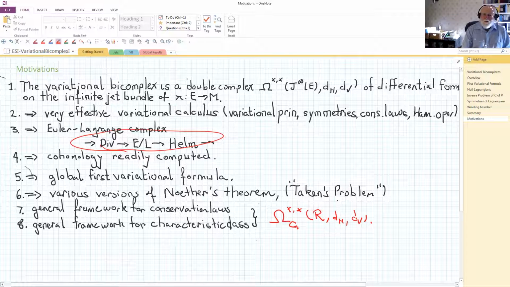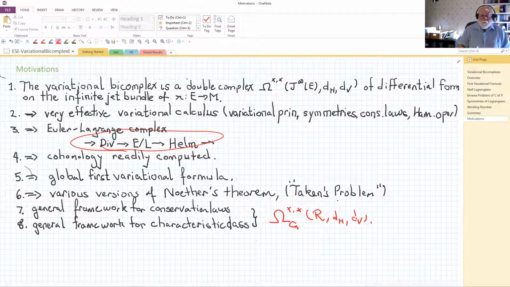From the cohomology, you get a global first order variational formula. You get various versions of Noether's theorem. And then after that, you can start modifying this so-called free variational bicomplex to study conservation laws for differential equations. And also you have a general framework for looking at characteristic classes.